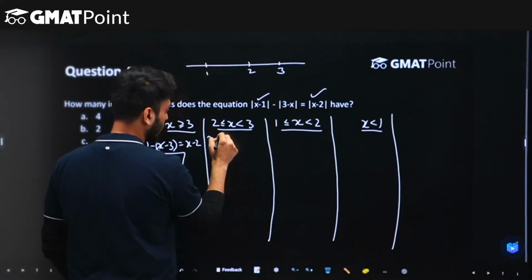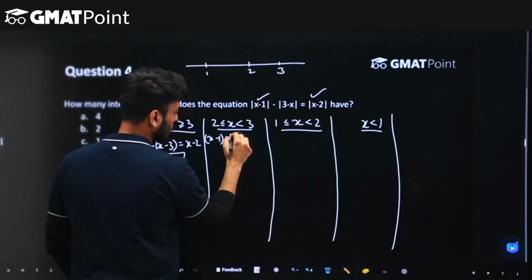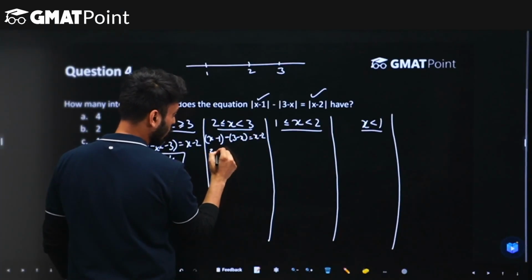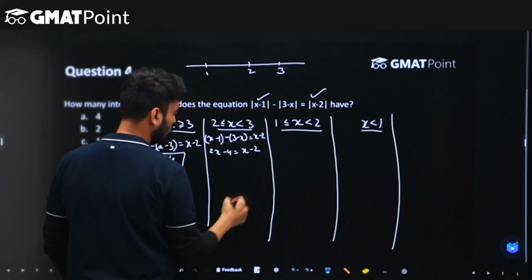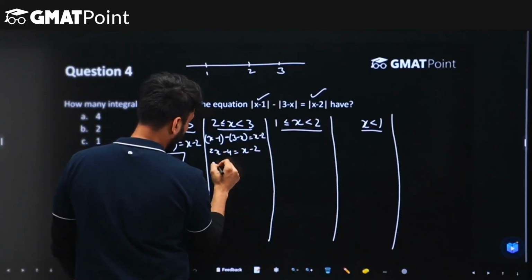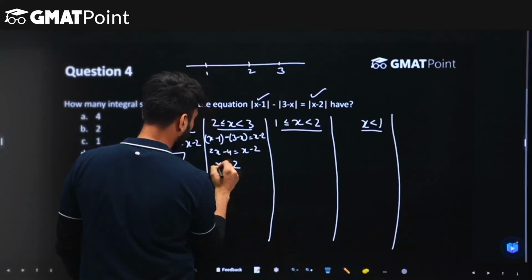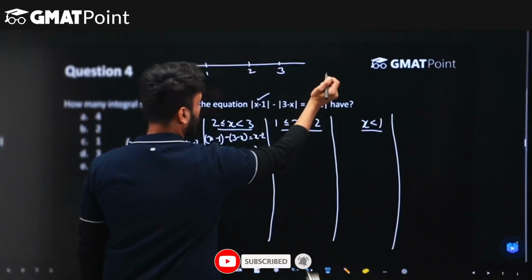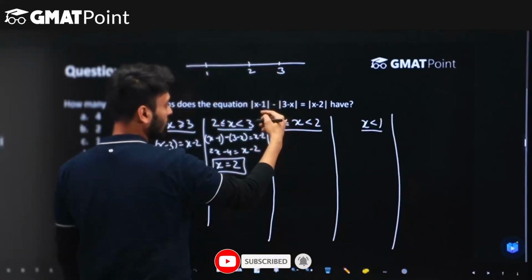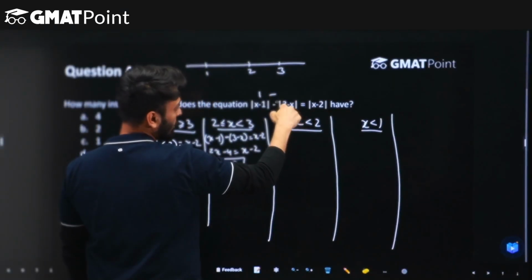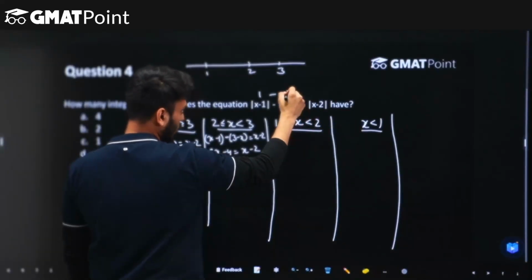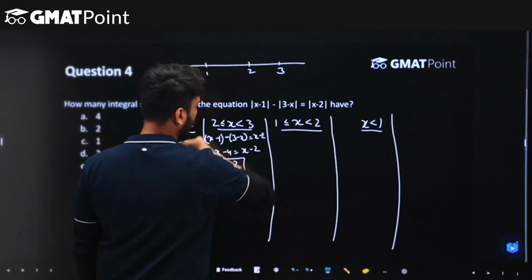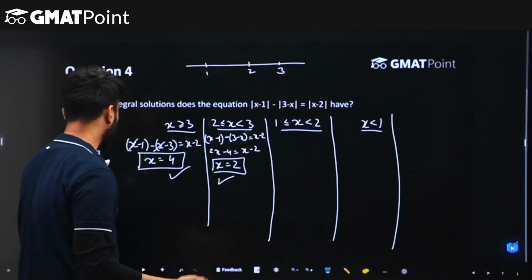We'll have x minus 1 minus 3 minus x is equal to x minus 2. This now simplifies to 2x minus 4 is x minus 2, which gives me x is equal to 2. So x equal to 2 is also a valid solution. Again, let's try putting x equal to 2 in the equation. We get 2 minus 1, which is 1, mod of which is 1, minus 3 minus 2, which is 1, mod of that is also 1. 2 minus 2 is 0, and we can see 1 minus 1, 0. So that is a valid solution as well. So we have two values so far.